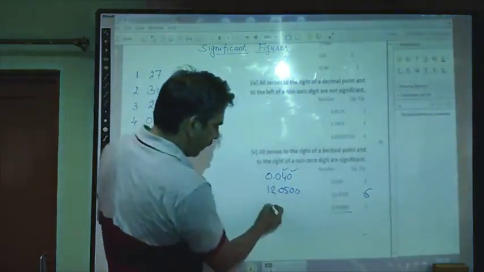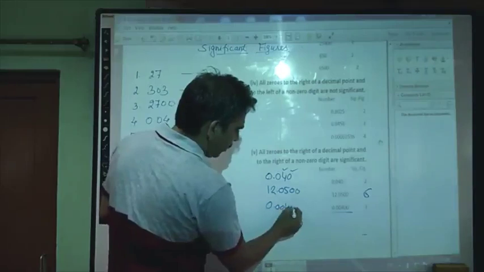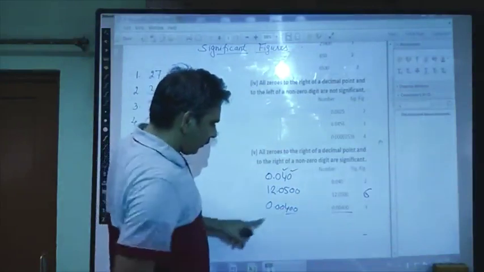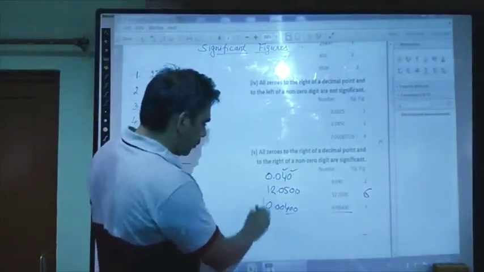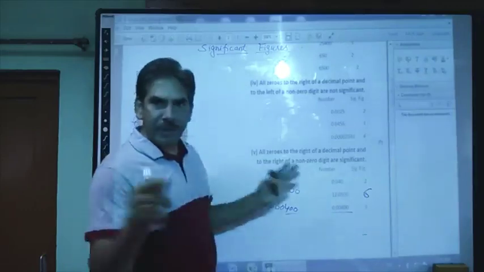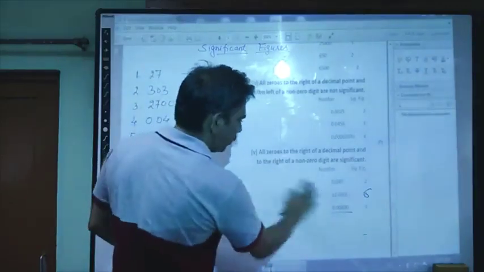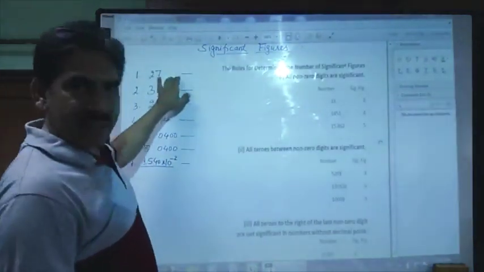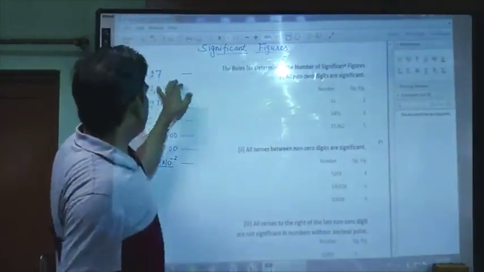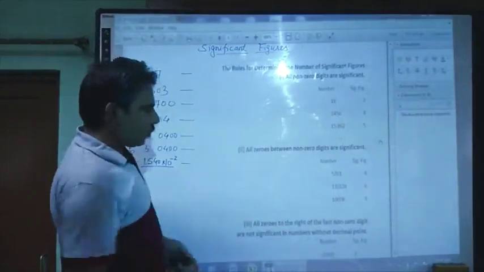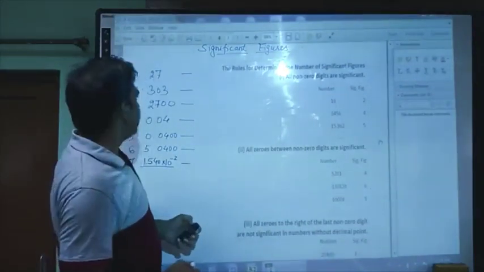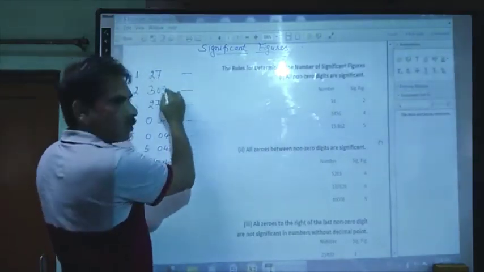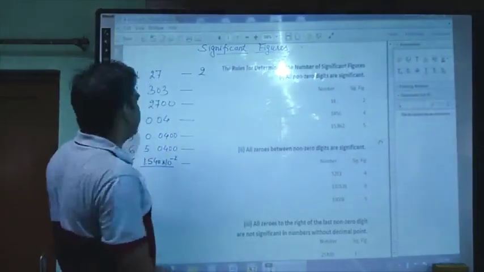Similarly, this number is 0.00400. It has 3 significant figures, because to the left of the non-zero digit the zeros are not significant. They would be significant figures if they were falling between non-zero digits. So these are some rules about significant figures. I have just taken some examples here. The very first number is 27. According to the rules we have just learned, how many significant figures are there in 27? Because there are only two non-zero digits, there are two significant figures in this number.